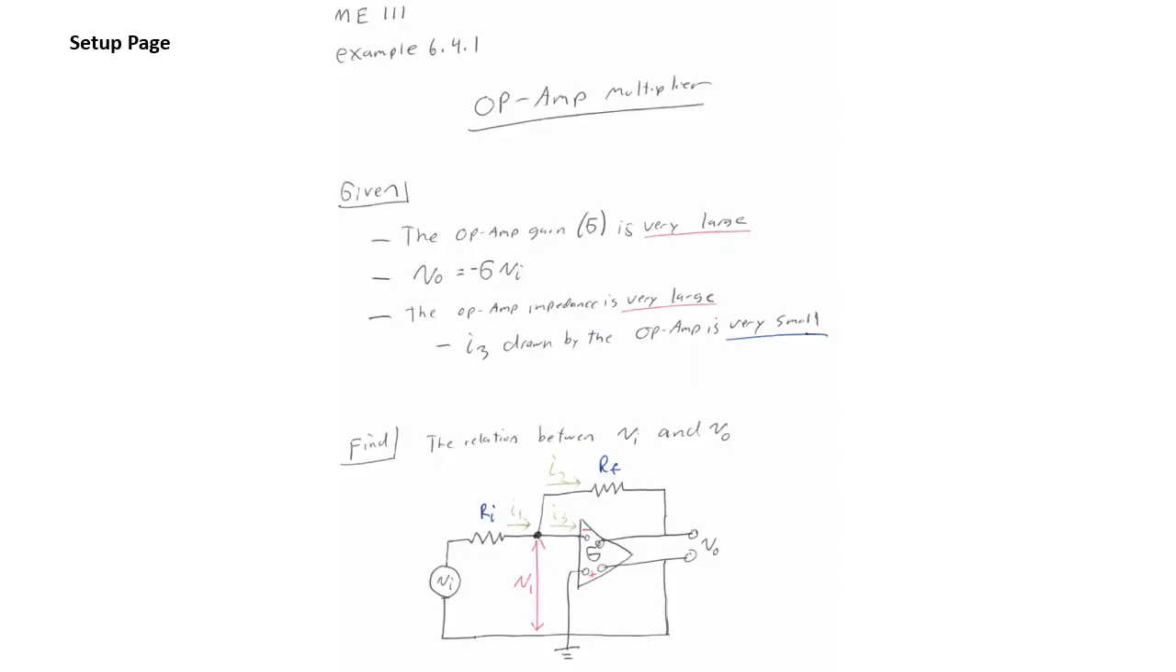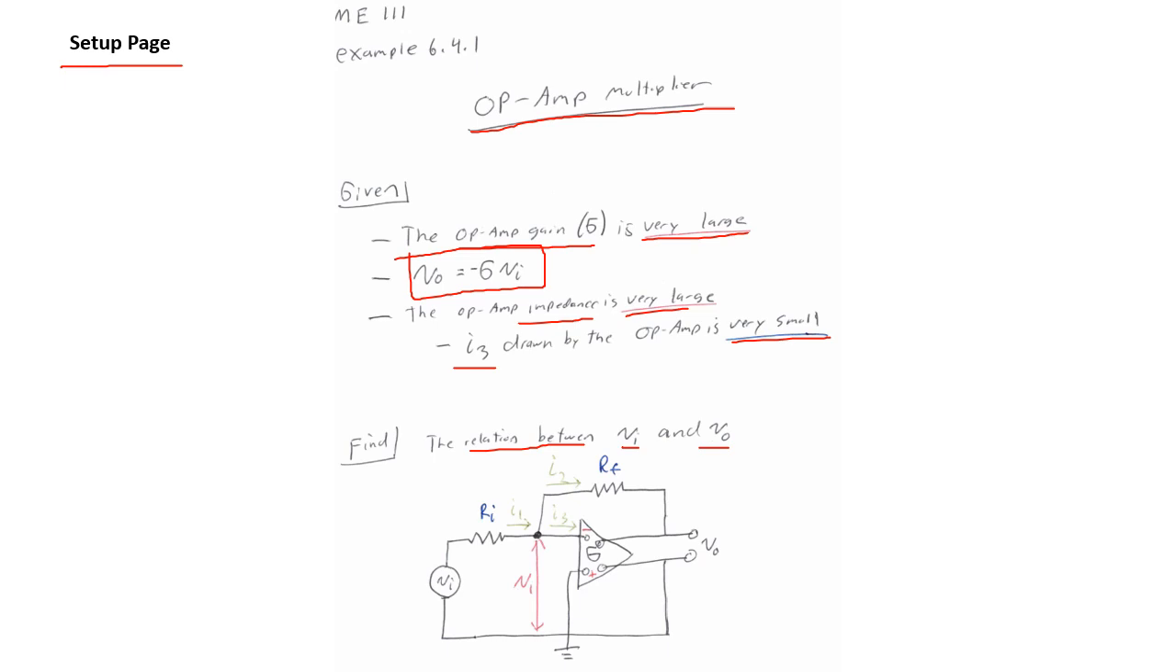So now that we've had the opportunity to read through the problem statement, understand what they're giving us and what they're asking us to solve for, and look through our given diagrams, the next step is to create our setup page. We're dealing with an op-amp multiplier. They give us three assumptions. First, the op-amp gain G is very large. They tell us that V out is equal to negative G times V in. And the op-amp impedance is very large, so therefore our I3 is very small. They want us to find the relationship between VI and VO.